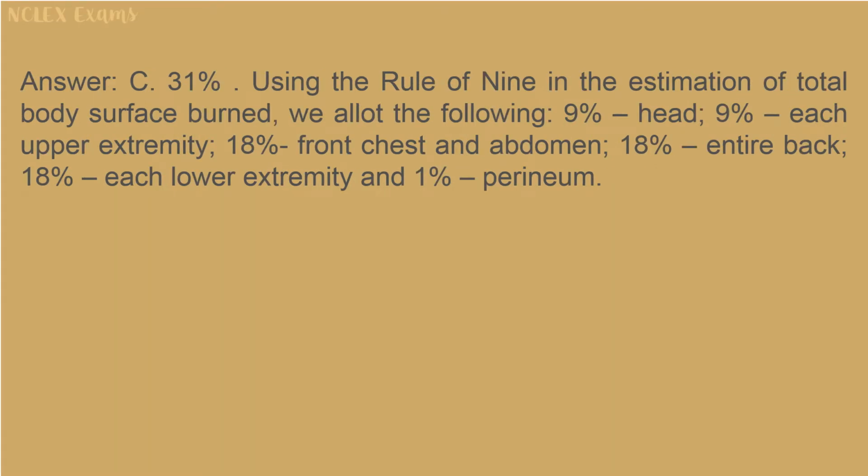Answer: C. 31%. Using the rule of nines in the estimation of total body surface burned, we allot the following: 9% head, 9% each upper extremity, 18% front chest and abdomen, 18% entire back, 18% each lower extremity, and 1% perineum.